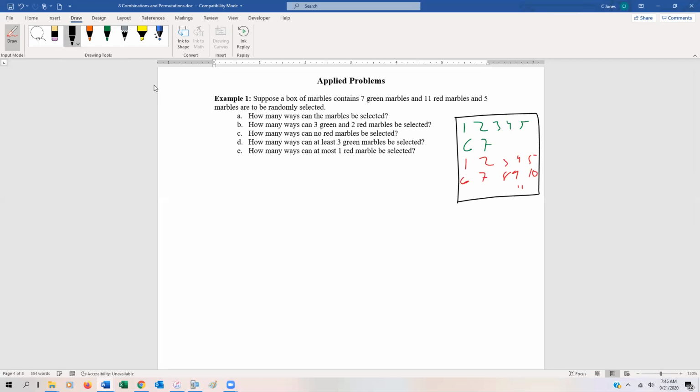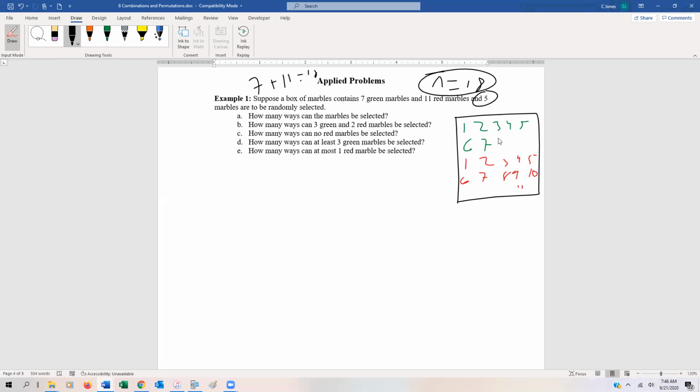Since they're indistinguishable, in other words, green is green and red is red, and we can't really tell the difference between the marbles, they aren't necessarily named. I just put numbers in there. How many different ways can we select the marbles? All right, so we know that there's a total of 18 marbles. We can just add these together, 7 plus 11 is 18. We also know that we're selecting 5 of them.